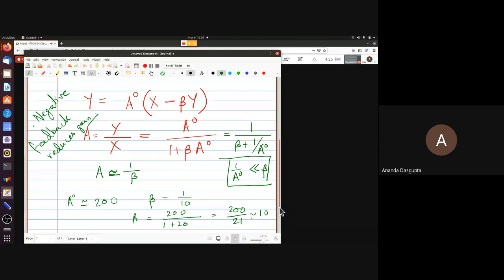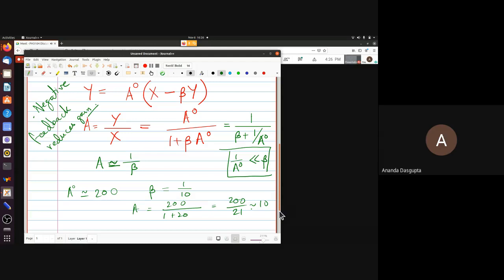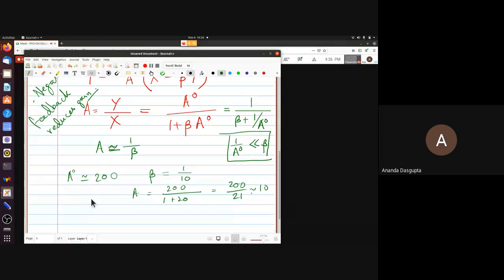Okay, right? But now, just imagine that due to some fluctuation, A0 changed and went all the way to 300. And that's quite possible. Maybe you change your transistor, and the transistor HFE for another transistor of the same batch changed drastically, and you end up with the A0 raw gain of 300. So how much does A change? It changes to 300 by 1 plus 30. 300 by 31. Of course, 200 by 21 and 300 by 31 are not both the same, but they are both pretty close to 10.